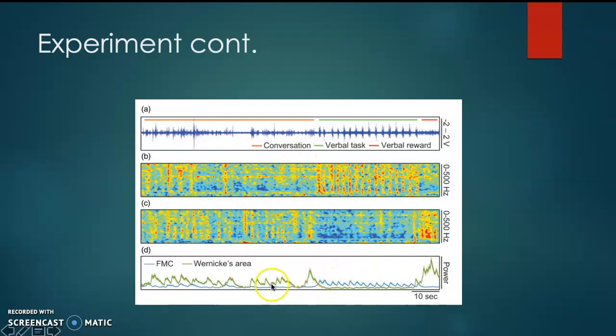And you can see like the spectrograms follow, so this chunk right here follows the last graph for the frontal motor cortex, and then over here this follows Wernicke's area on the spectrogram.